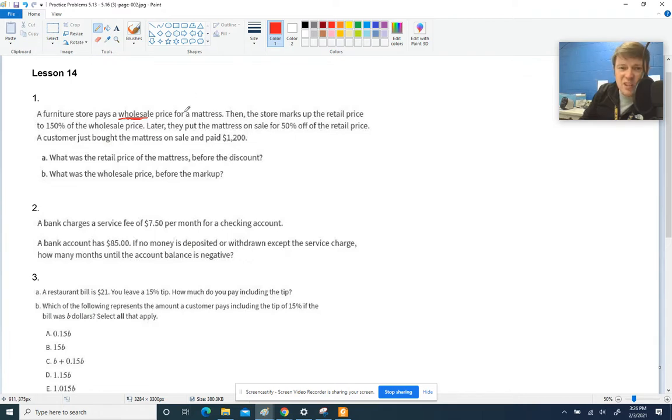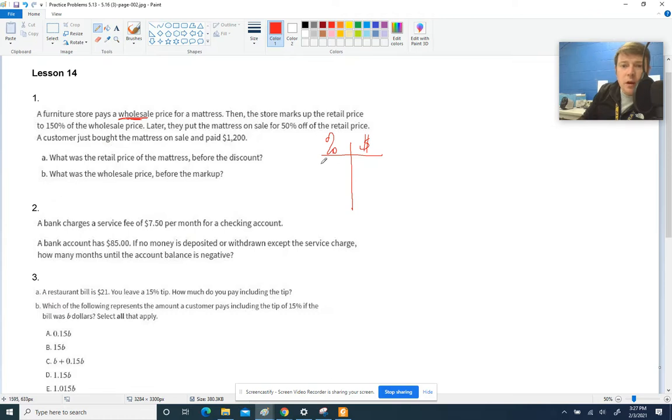Okay, so there's a lot of action going on here. We got this customer that just bought it on sale and they paid $1,200. So we kind of have to work backwards to find out what the wholesale was originally. So we're going to set up a couple tables for this. The first table that we're going to set up is what the customer actually bought it for when it was on sale versus what its retail price was. So this is going to be a percentage versus money setup.